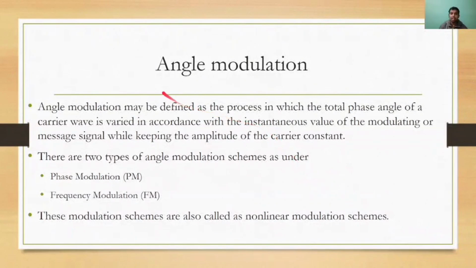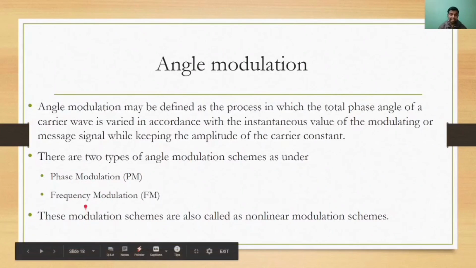Now we will switch to a new type of modulation, that is angle modulation. In angle modulation, the total phase angle of a carrier wave is varied in accordance with the instantaneous value of the modulating signal or message signal, while keeping the amplitude of the carrier wave constant. So here the instantaneous value can be the phase angle or the frequency. So there are two types of angular modulation: one is phase modulation, the second is frequency modulation. And this type of modulation is also called a non-linear modulation scheme.